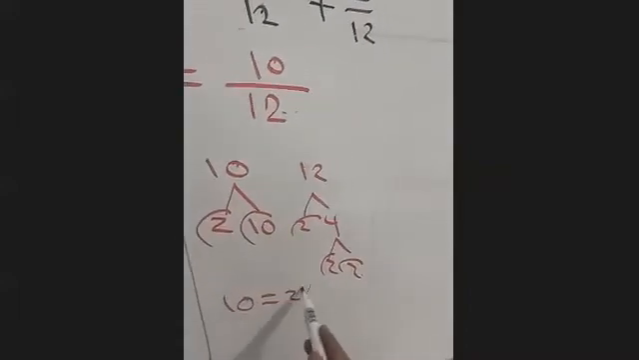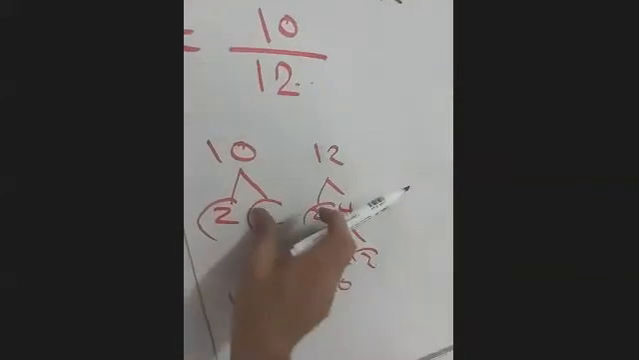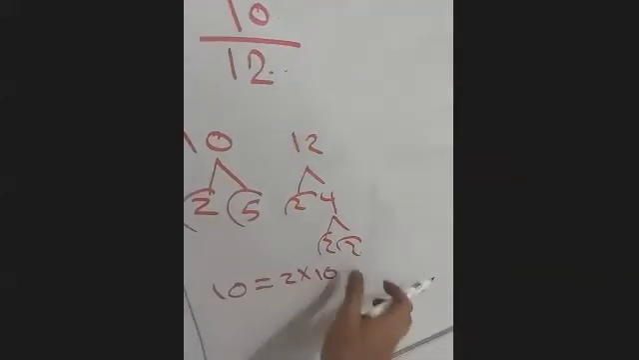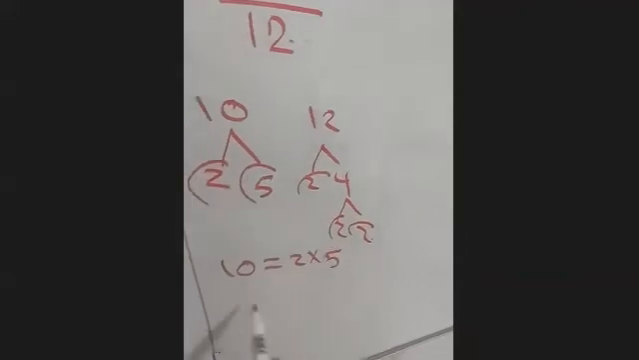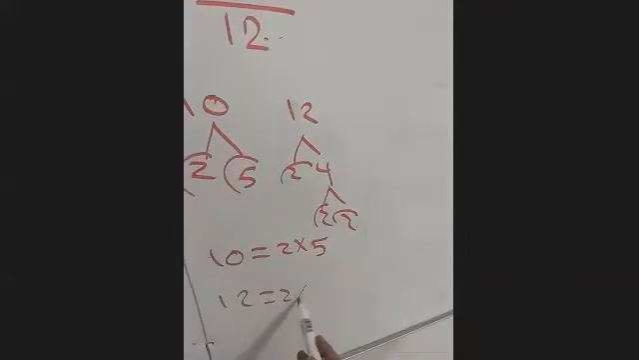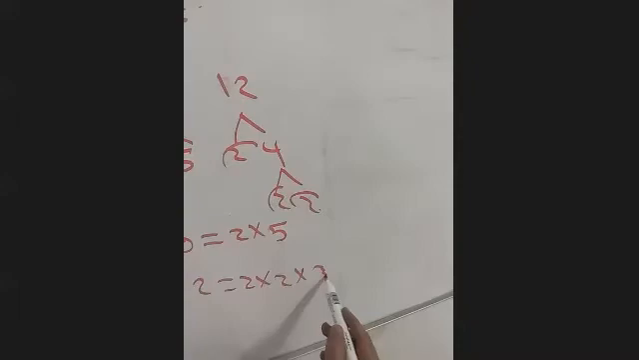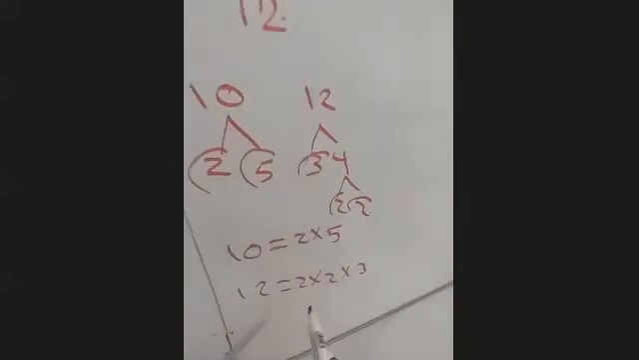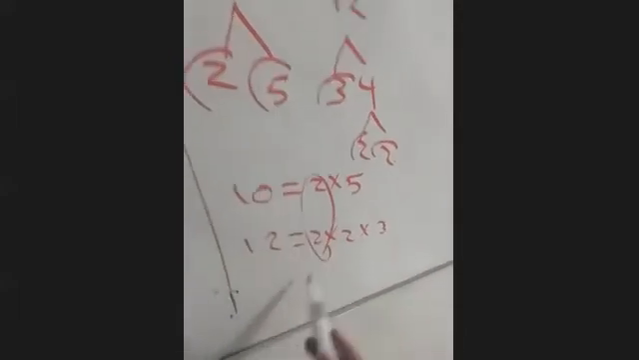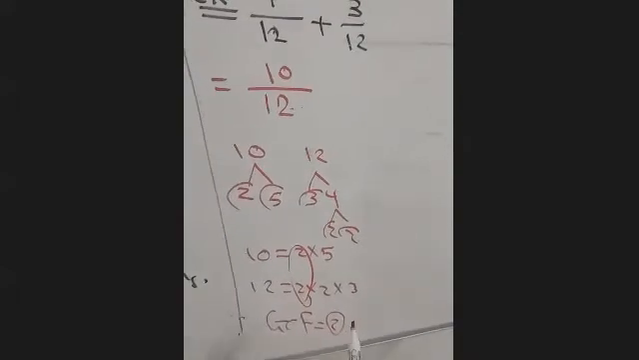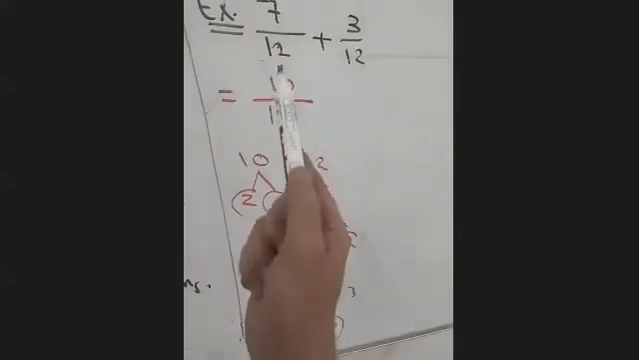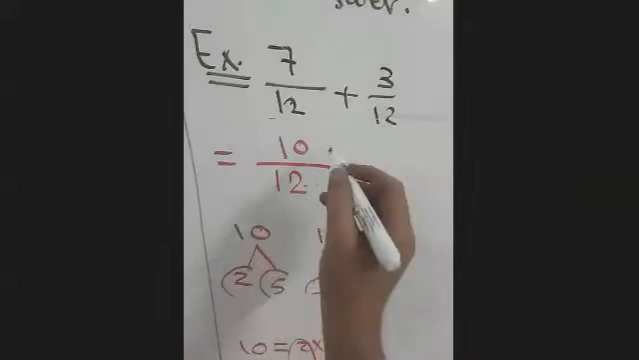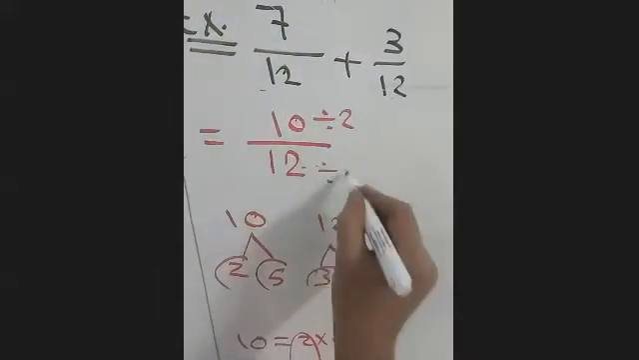10 equals 2 times 5. Sorry, this is 5, not 10. And the 12 equals 2 times 2 times 3. Okay, guys? We did that before. Now the GCF is 2. And if you remember, to find the simplest form, we took the GCF between the numerator and the denominator, and we divide up and down by 2. Like this. We did that before.